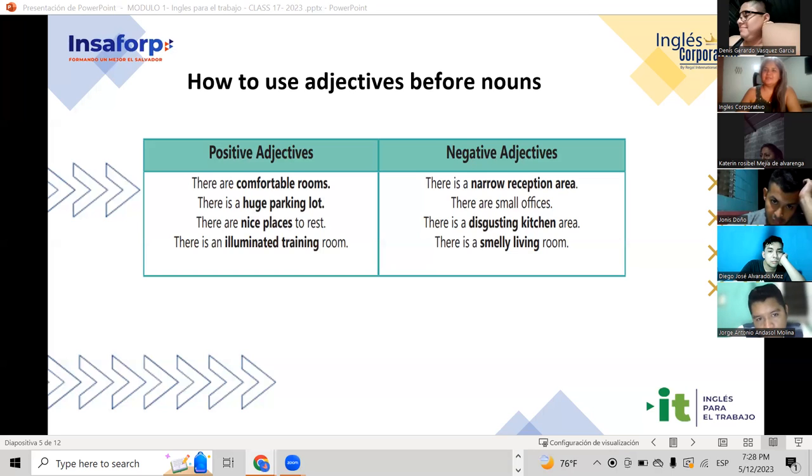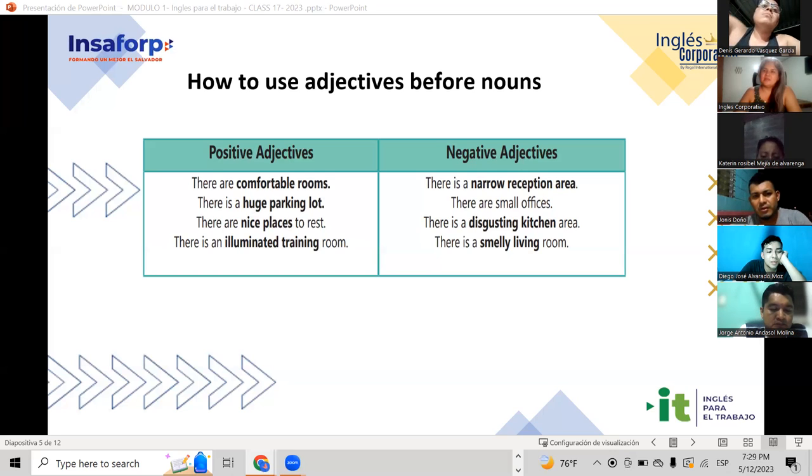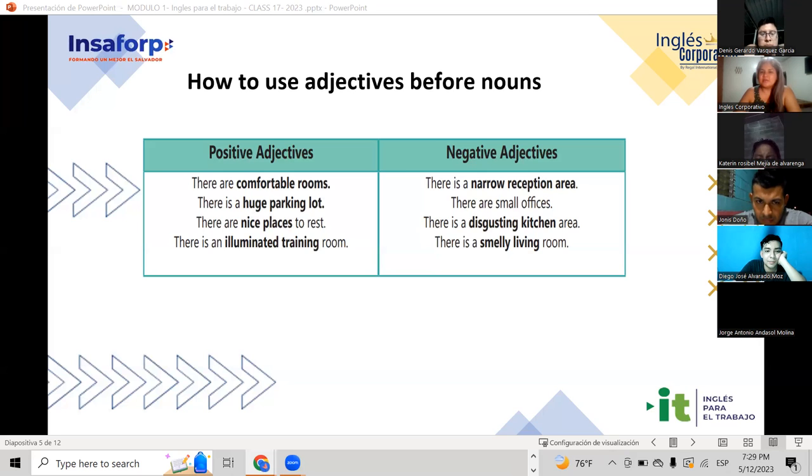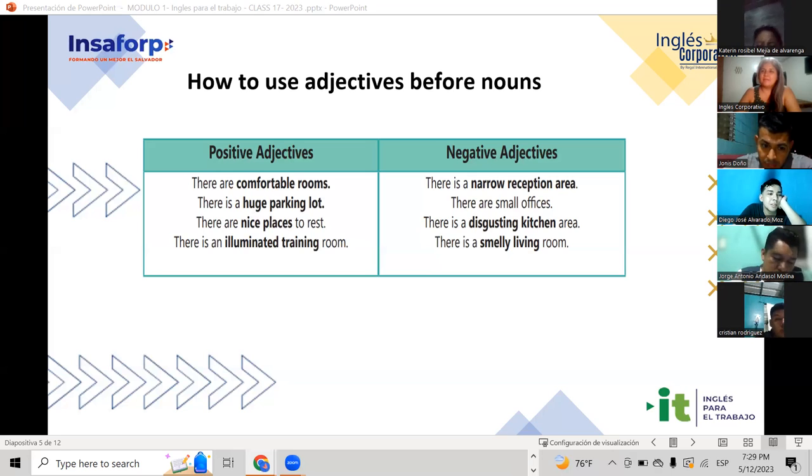Okay, good. Diego, about your house. My house. There is. Cualquier parte de la casa. Cualquiera. Using one, there is or there are, and positive or negative adjectives. There is cocina, como se dice, kitchen. Kitchen. There is kitchen. There is a big kitchen or a small kitchen? A small. There is a small kitchen. Okay. Small kitchen. Thank you.